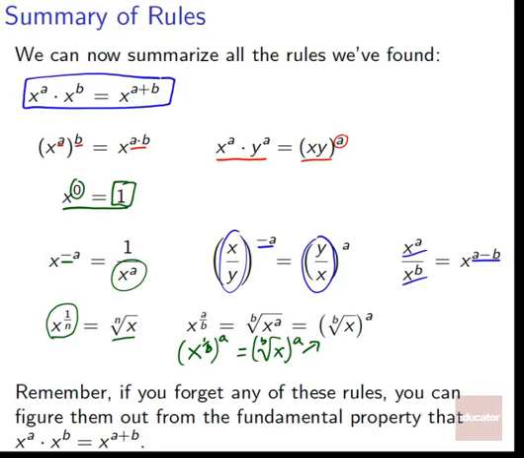Remember, I really want you to take away this idea here. If you forget any of these rules, you can figure them out from this fundamental basic idea: x to the a times x to the b equals x to the a plus b. You just have to come up with some creative way to get the thing that you're trying to figure out, whether it's roots, whether it's fractions, whether it's zero, whether it's negative numbers. You figure out some creative way to get zero, negative one, 1 over 2, 1 over n, something like that to show up, and then you look at it and you go, oh, I see, that's what it is.